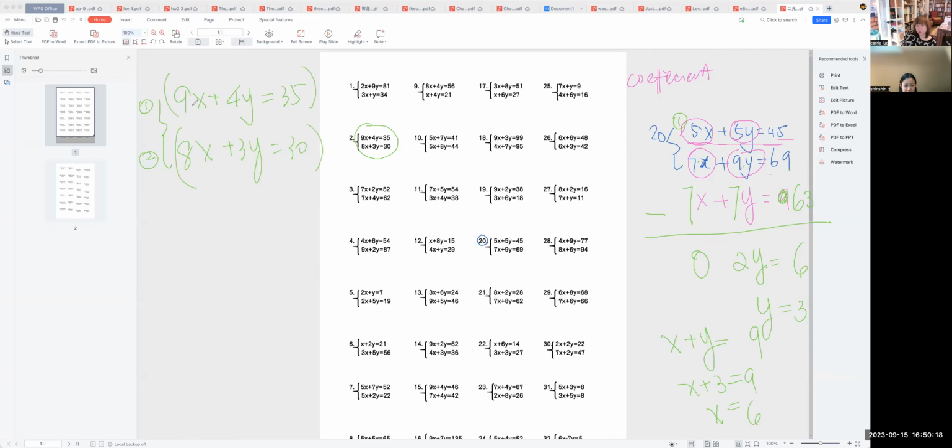So you can choose whether you want to go with x or y. For me, I want to go with the smaller number. So that means I'm using this one times 3 and this one times 4. Do you understand? If I go with x, I need to times 8 and times 9 in order to make the coefficient of x the same. For this one, I chose y, so each number is smaller. So now I have the new set of equations: 27x plus 12y equals 105 and 32x plus 12y equals 120.